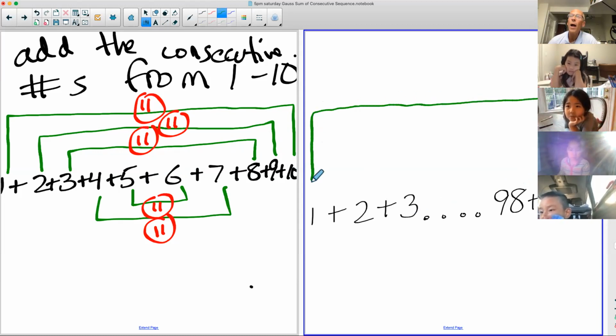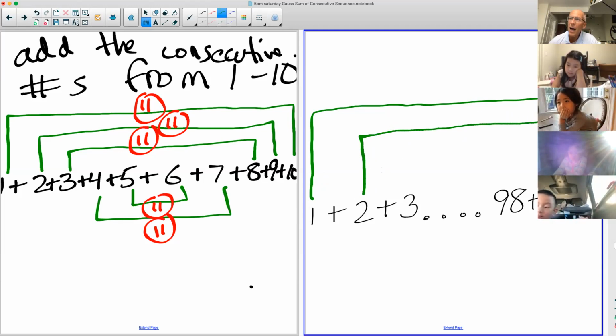Wow. You know what? I may start calling you guys mini Gausses. And now, Stella, can you tell me the next bracket that he connected? 2 and 99. 2 and what number? 99. And what about you, Alice? Come on, Alice. What do you think he connected? 98 and what? 3. Right.